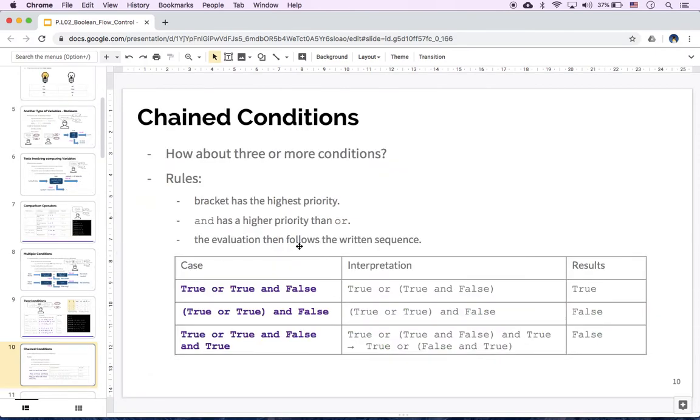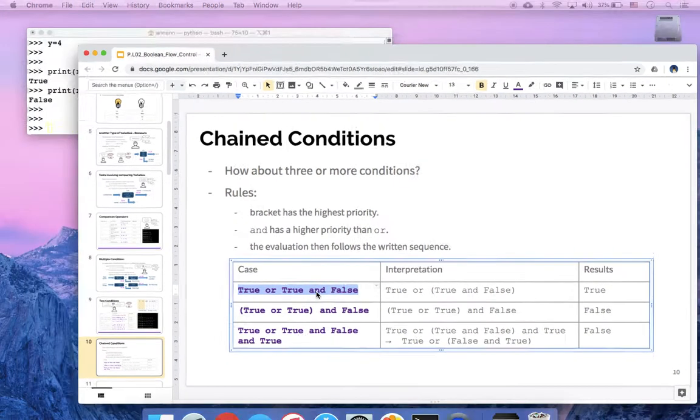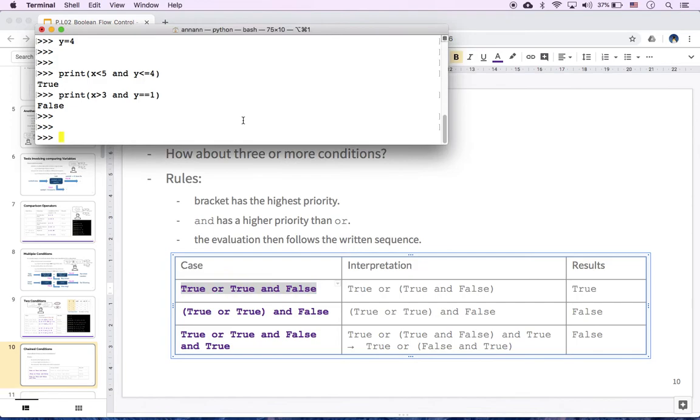Okay, what if we have 3 or more conditions? So first of all, there are rules. If you have a bracket, the bracket has the highest priority. Okay, so I have an example here. If you type this, the purple text here, you can try that in an interactive mode. Okay, we always have to print this. Okay, so the result of this is true.